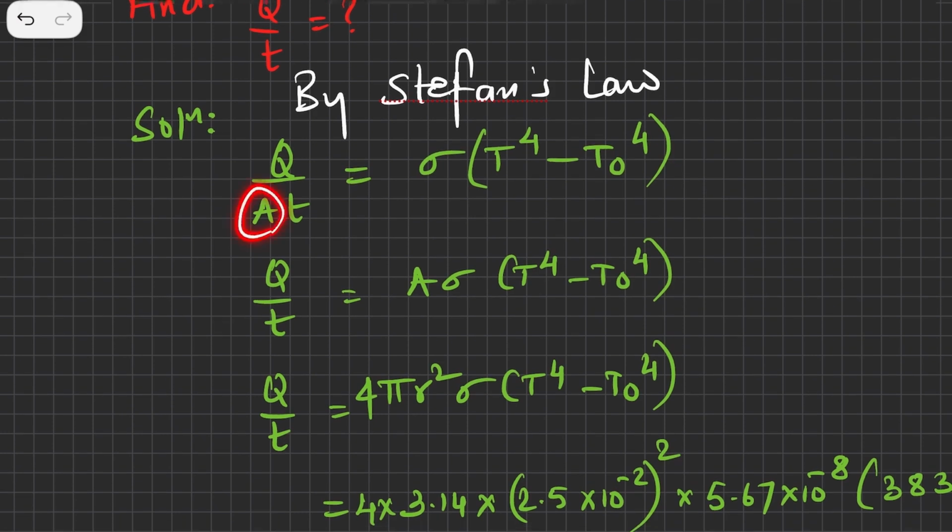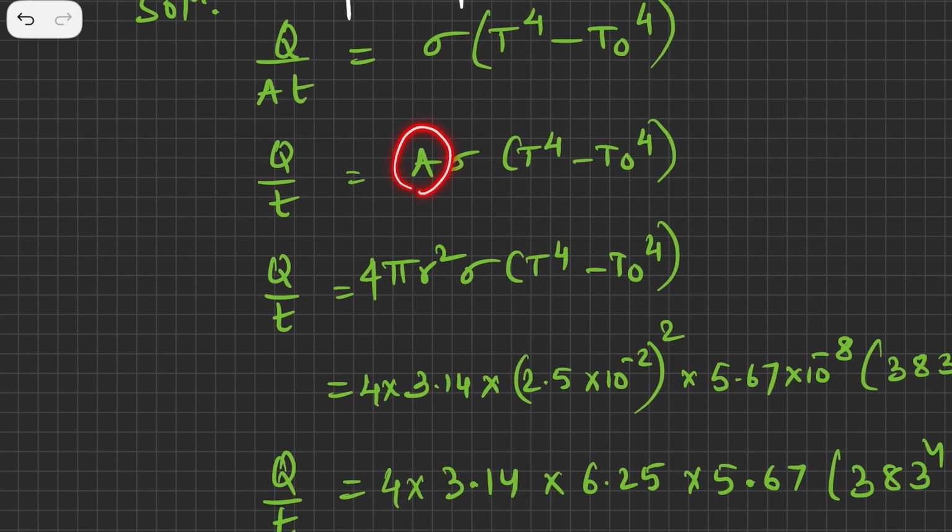I don't want an A over here, so I'll just move this A to the other side. So Q upon T equals A, sigma as it is, T raised to 4 minus T0 raised to 4. Now A is area, and the area of a sphere is 4 pi r square. The area of a circle is pi r square, but the surface area of a sphere is 4 pi r square.